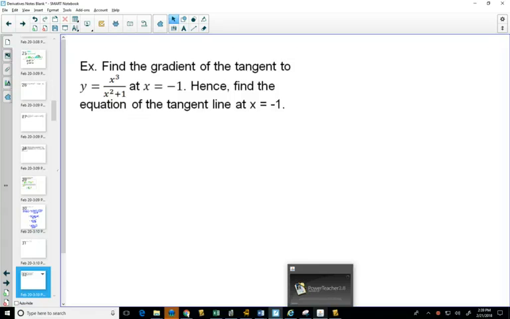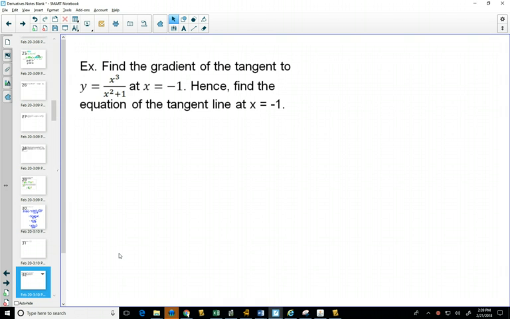So recall that when we find the derivative, what we're finding is an equation for the slopes of any tangent line at any point. Okay? So if we want to find the slope or the gradient of a tangent to this crazy function at x equals -1, we would need to find the derivative and then plug in -1 to find that slope. We can then find the equation of that tangent line at that point as well.